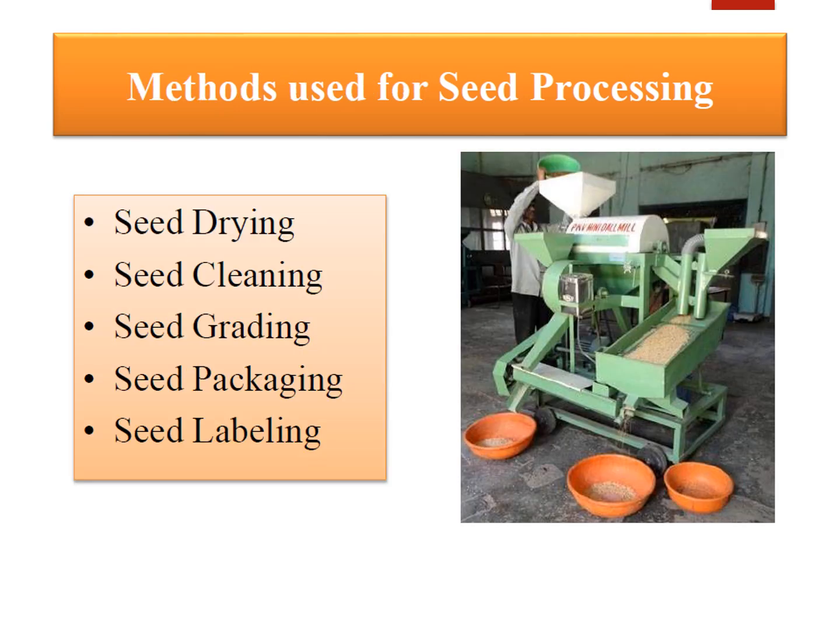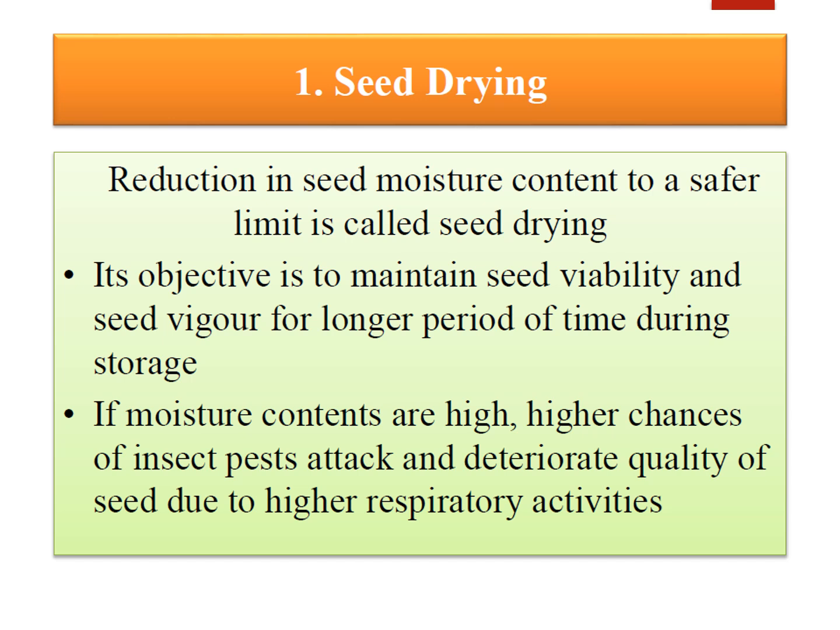Methods used for seed processing: seed drying, seed cleaning, seed grading, seed packaging, and seed labeling. These are the methods used for seed processing.